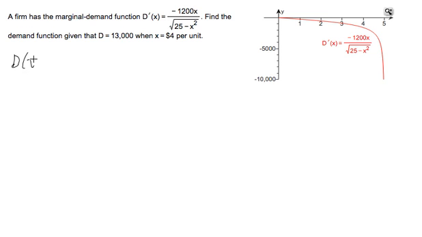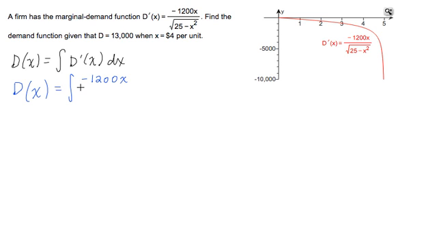So d of x equals the integral of d prime of x. And that's going to give us an indefinite integral. So what we'll do is use this point 4, 13,000 to find the plus c in the end. Okay, so we want to find the antiderivative of negative 1200x over the square root of 25 minus x squared. Okay, so this is too complex to evaluate using normal methods. So we're going to have to use a u substitution.